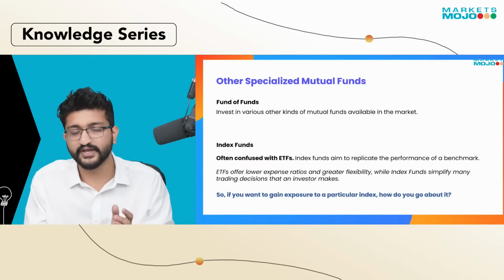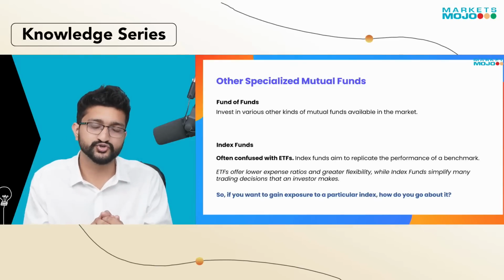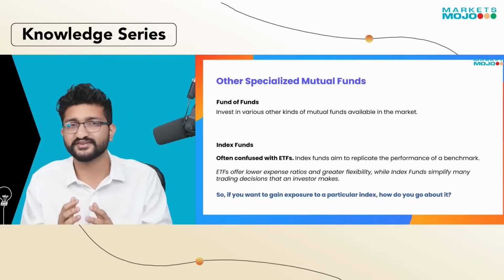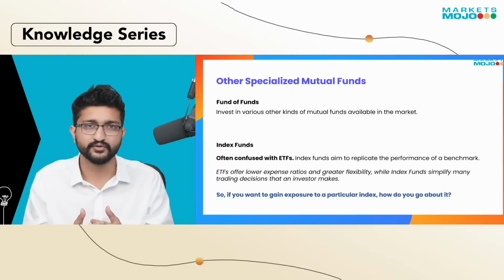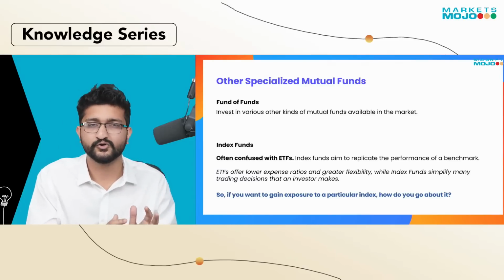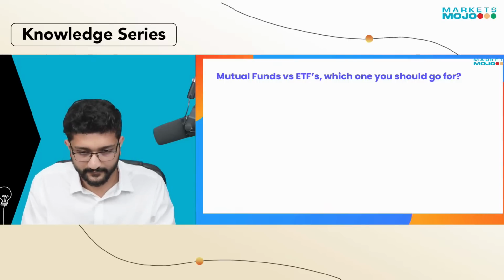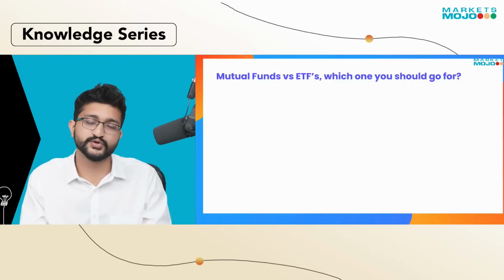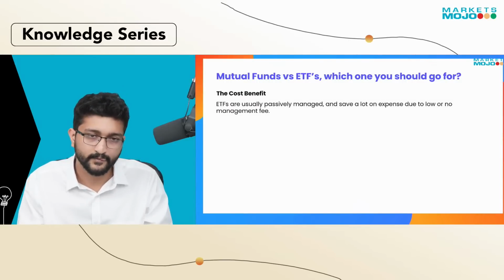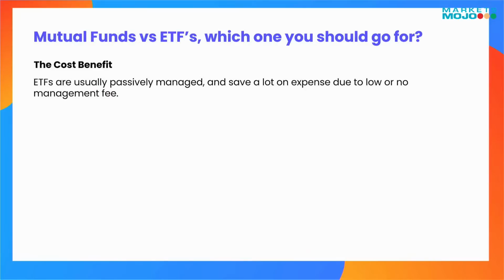If you want to gain exposure to a particular index, what should you do? Let's say I want to invest in Nifty 50. What should I do now? Should I buy an index fund or should I buy an ETF? What should be my approach? Let me break it down for you. So mutual fund versus ETFs, which one should you go for? The first thing is the cost benefit.